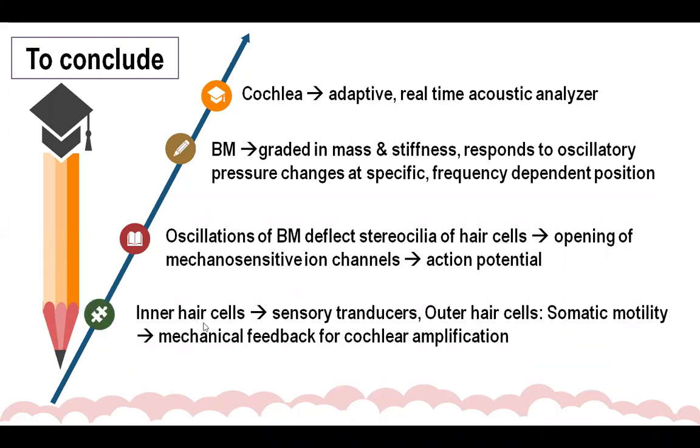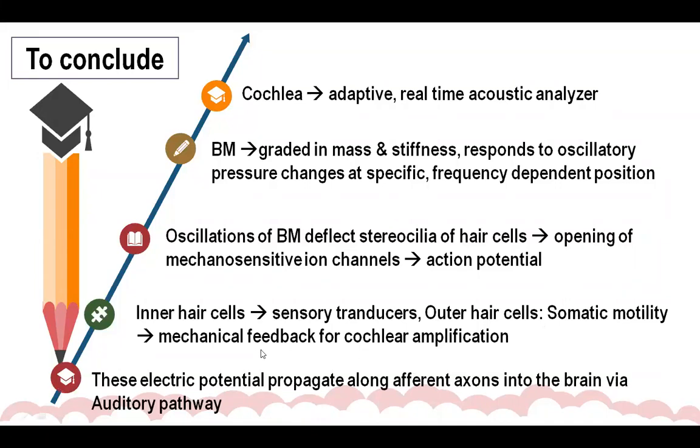In this context, the inner hair cells are the primary sensory transducers, whereas the outer hair cells are conferred with somatic motility attributed to the motor protein prestin. Because of which the outer hair cells offer mechanical feedback for cochlear amplification. And all the electrical potentials which are generated in the hair cells propagate along the afferent axons into the brain via the auditory pathway.